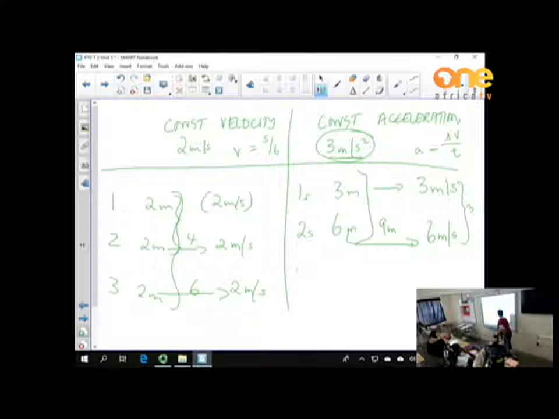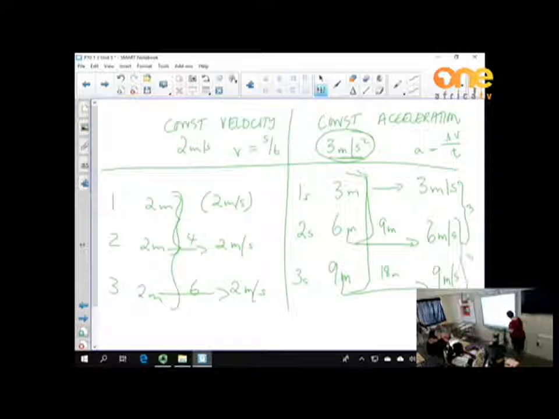So in the third second, I must travel 3 meters further than in the previous. I'm going to travel 9 meters, which means in total, I will have traveled 18 meters. But in this third second, what would my speed be? 9 meters per second. Can you see the difference is constant? 3, because I am accelerating at 3 meters per second. Can you see the difference? Because one tends to become very confused.